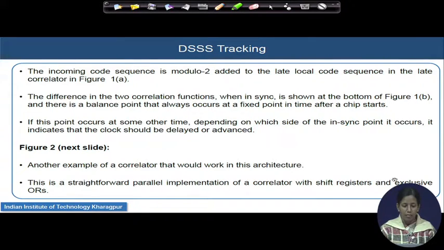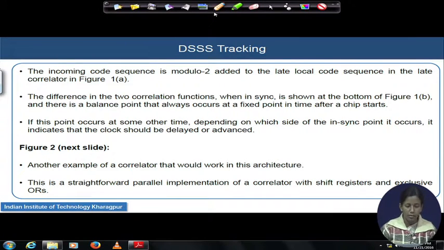Okay. And this is the explanation of what we have already discussed in the last slide. There is a difference in the two correlation functions. When they are in sync, that will come to the bottom, and if they are in sync for the upper cases, it will come in the upper one. And there is a balance point which always occurs at a fixed point in time after a chip starts, and if this point occurs at some other time than the center point of a chip duration, then your synchronization is disturbed. You have to re-establish it either by delaying or by advancing the clock. So, that is the final idea.